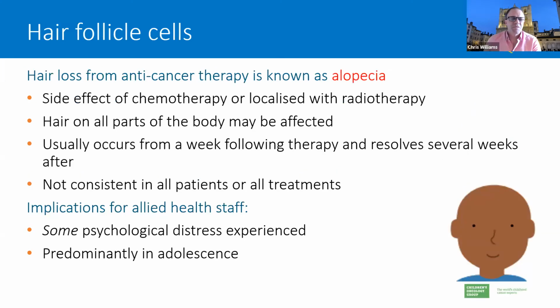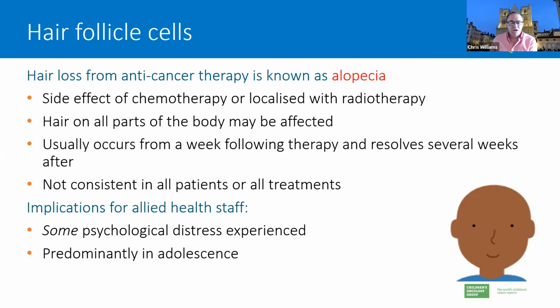One of the other areas that we know about is hair follicle cells. They also grow quite rapidly, which means they can be sensitive to the effects of chemotherapy or radiation. And hair loss from anti-cancer therapy is known as alopecia. It's a side effect of therapy, as I said, from either chemo or localized radiation. Hair on all parts of the body may ultimately be affected, depending on the intensity of treatment. It usually occurs from about a week following therapy and can resolve several weeks after, and it's not consistent in all patients or all treatments.